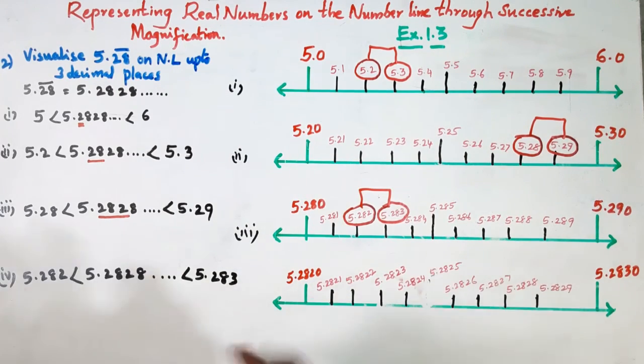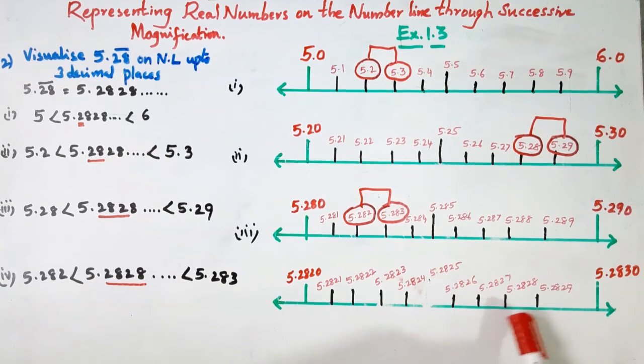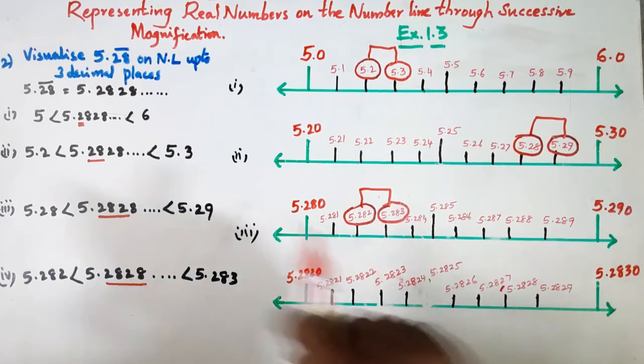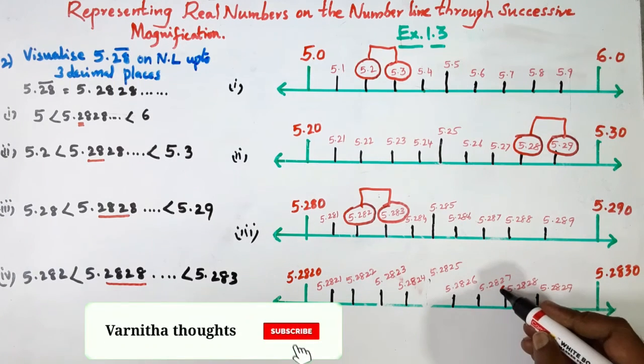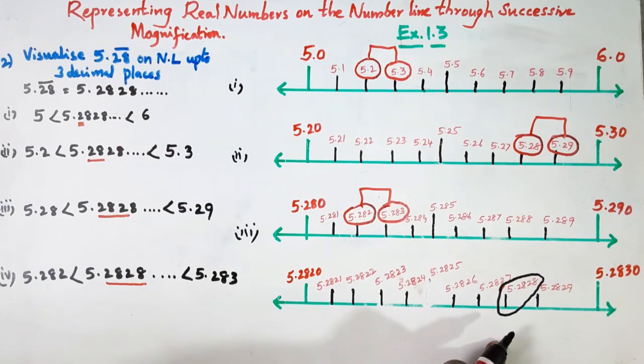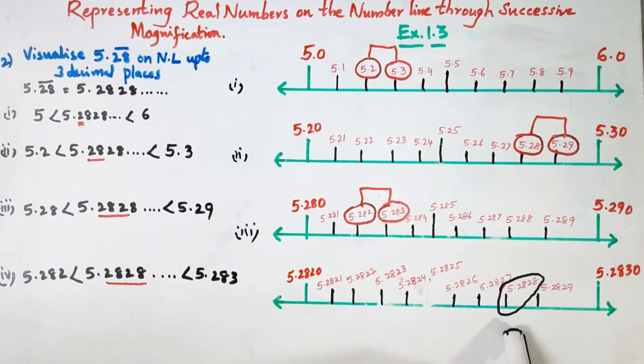Okay, so here what is our number? 3 decimal places we have already completed. Now 4 decimal places here, 2828. So where is it? 2828. So up to here, like this we are going to represent. Still if you want to get 5.2828 to 5.2829, again zoom it. So you will be getting the zoomed images through successive magnification. So this is the representation of a non-terminating recurring decimal on the number line.